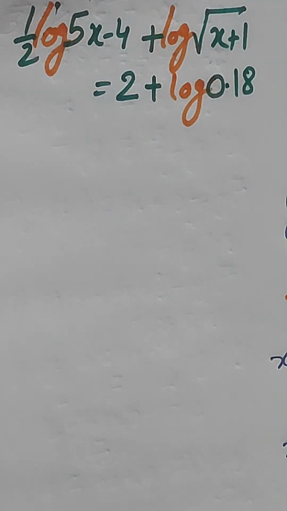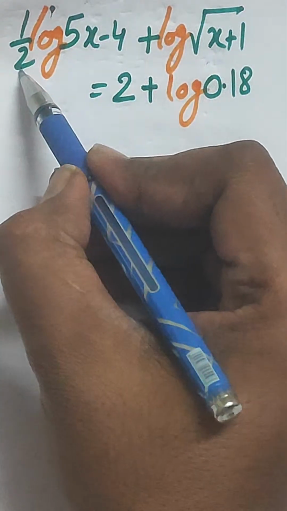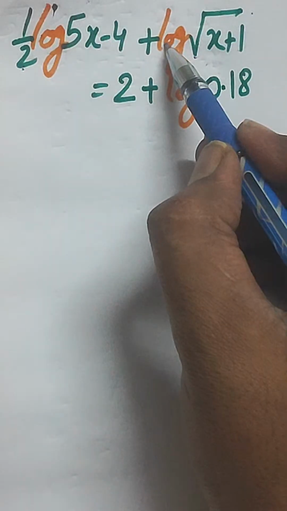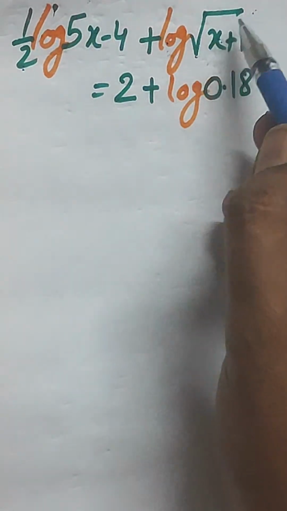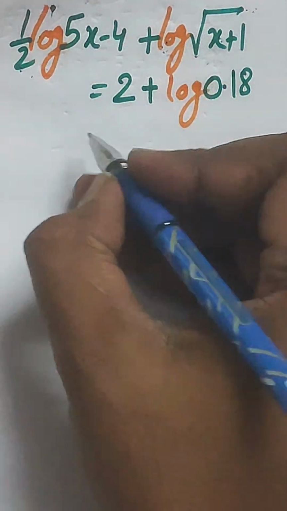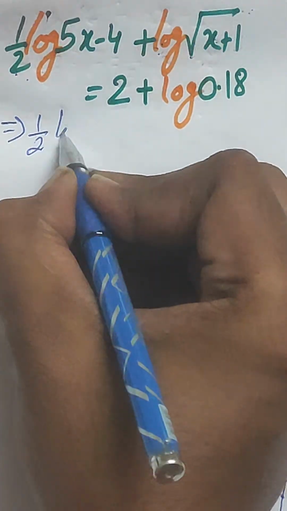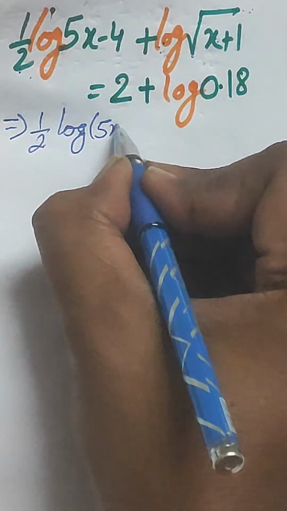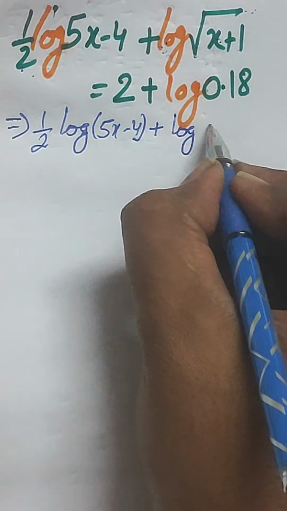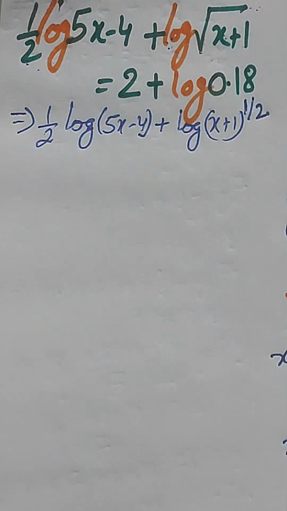So students, to solve such questions, let us see. You can see 1 by 2 is here, and this root x plus 1 can be written as x plus 1 power 1 by 2, and you know the property of log x power m is m log x, so that 1 by 2 can be taken as common. So just try to take 1 by 2 as common. Okay, so let us move ahead into the first step. What we can write: half of log of 5x minus 4 plus log of x plus 1 power 1 by 2. This can be written like this, right?